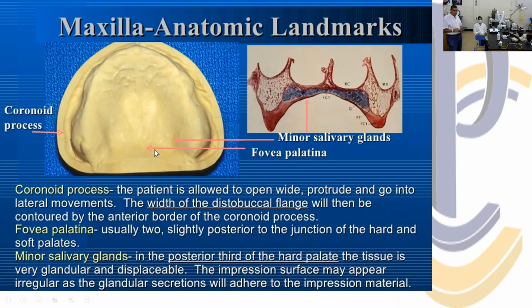So I told you about the foveae. They are minor salivary glands, and there's an opening. It will be useful to find the extension of the denture, which should not be extended over that, and also you can find the midline.